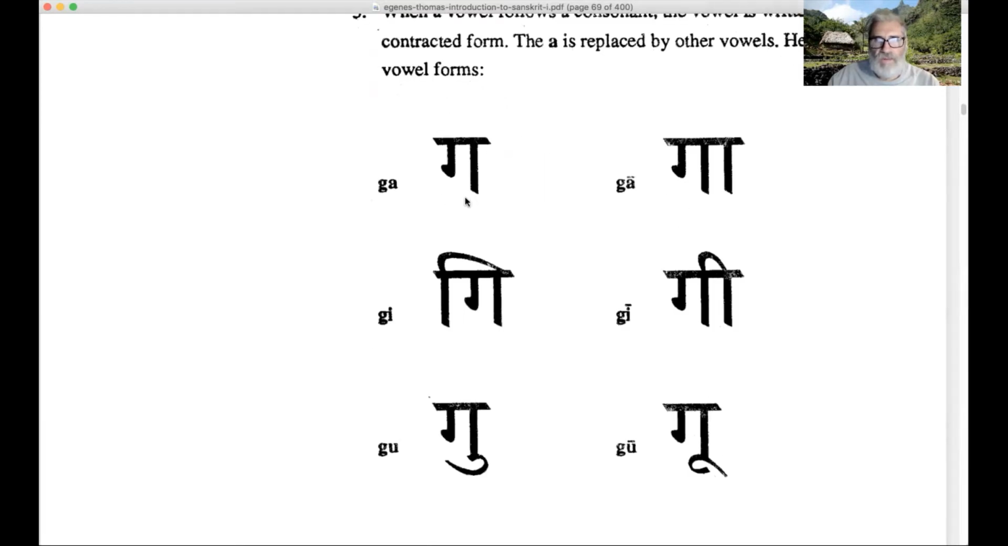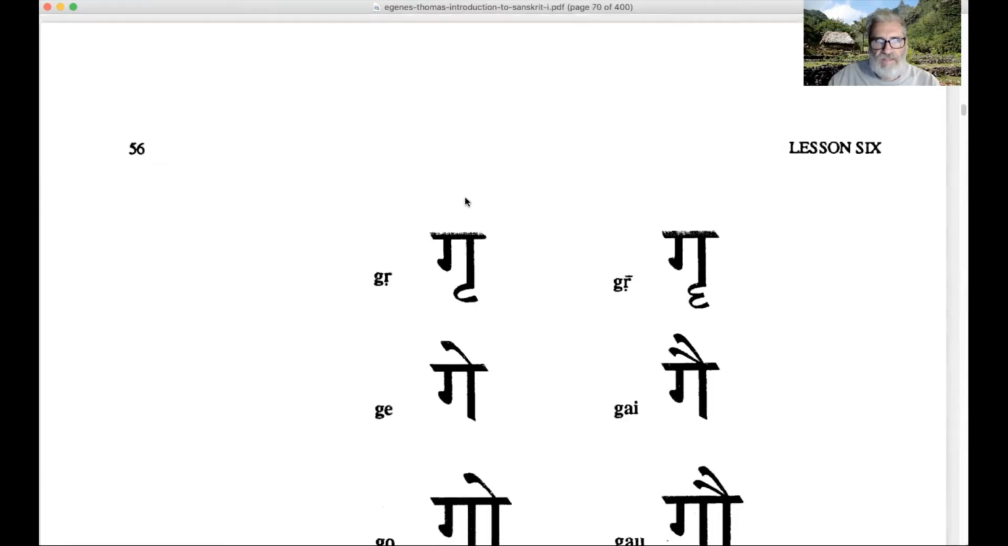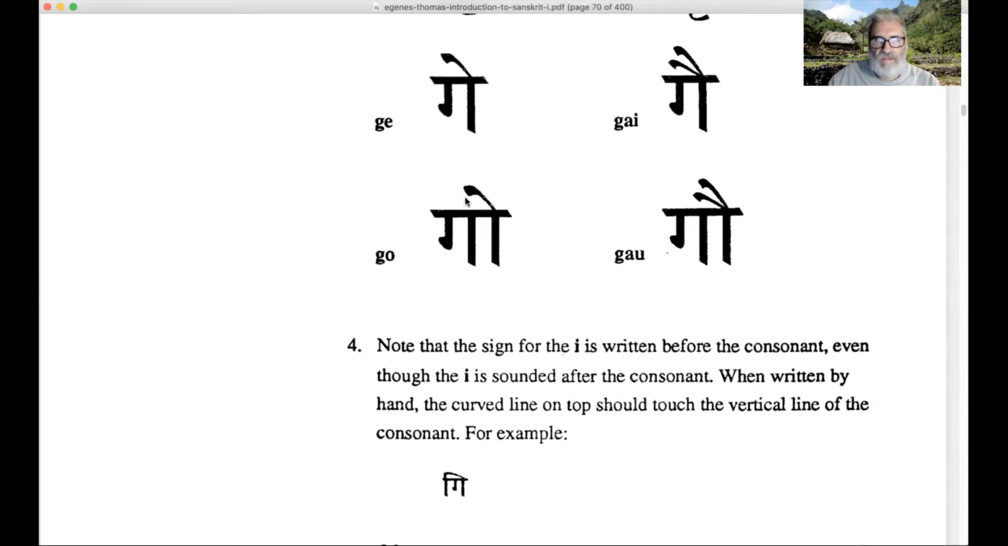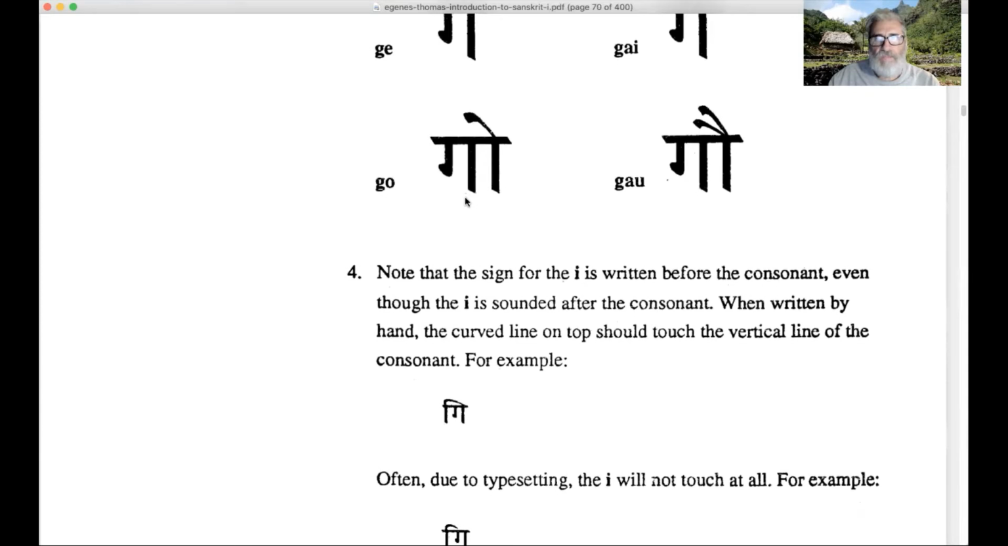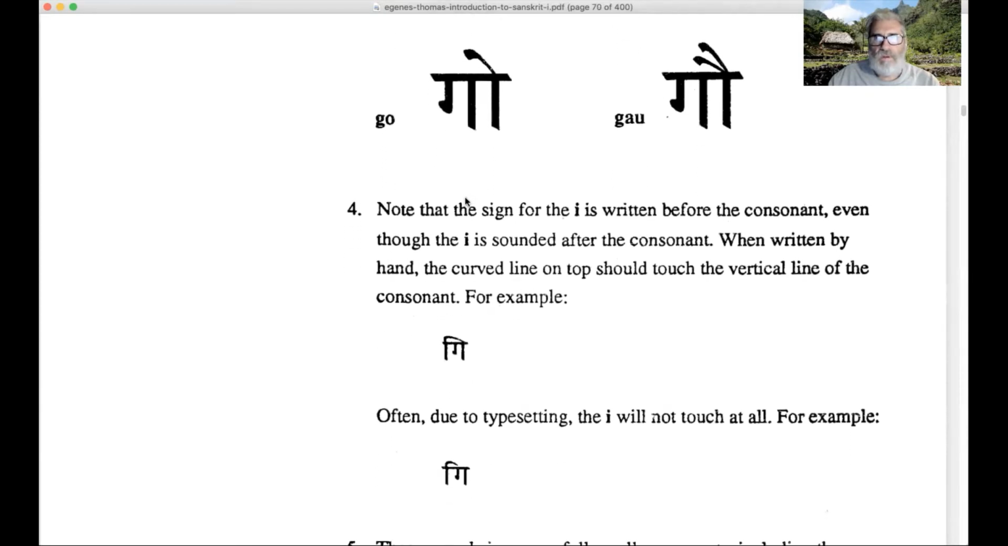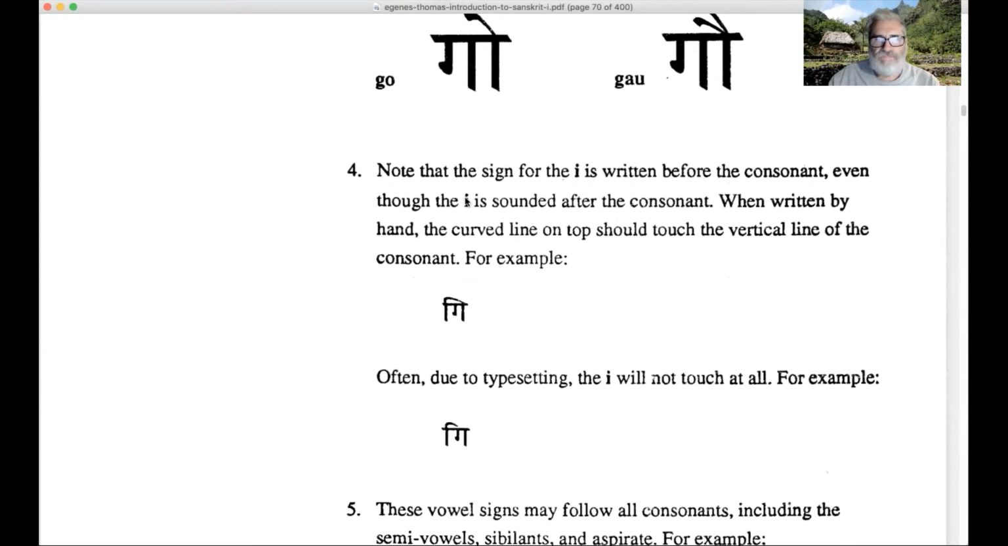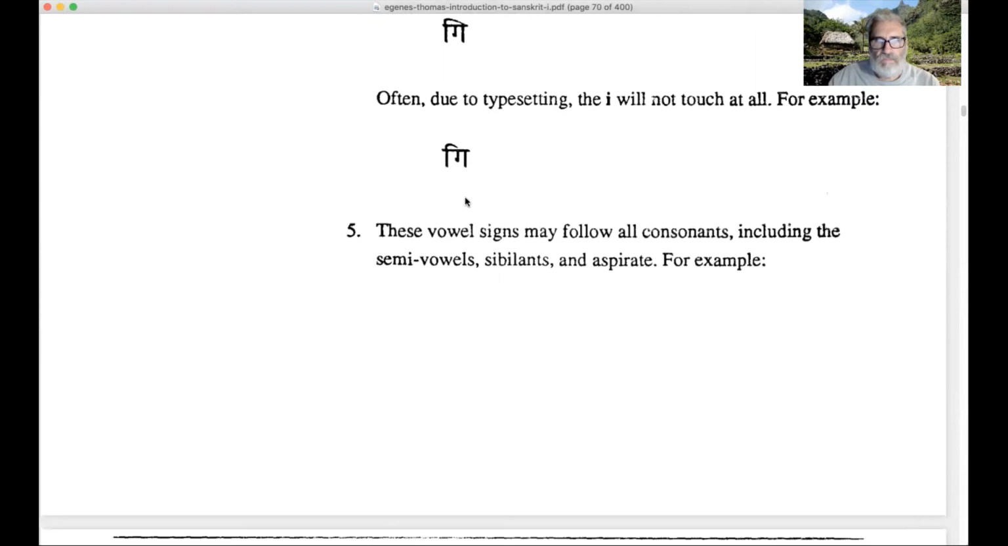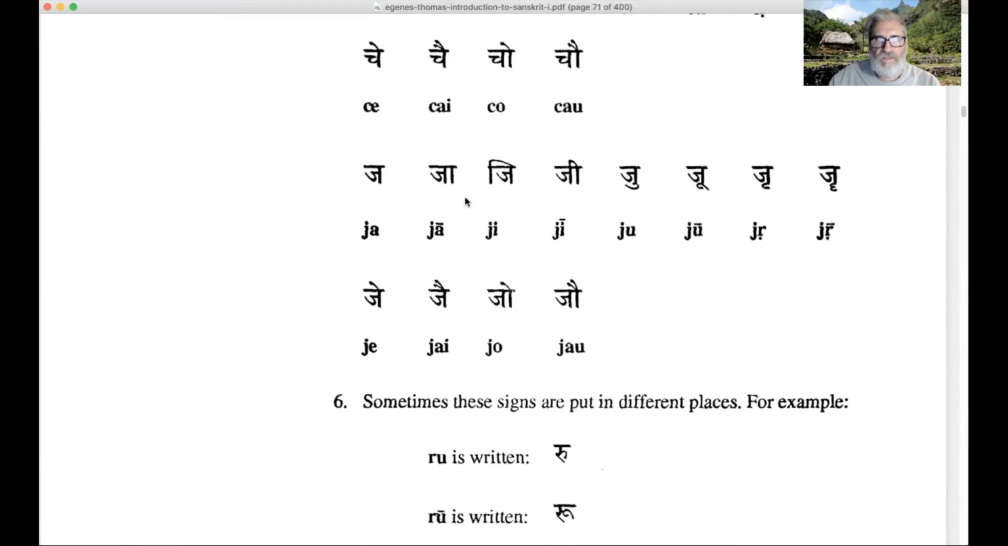So here he goes, and he explains how to add the simple vowels and the diphthongs, which are the complex vowels, to the different consonants. Okay, so he gives some examples here.